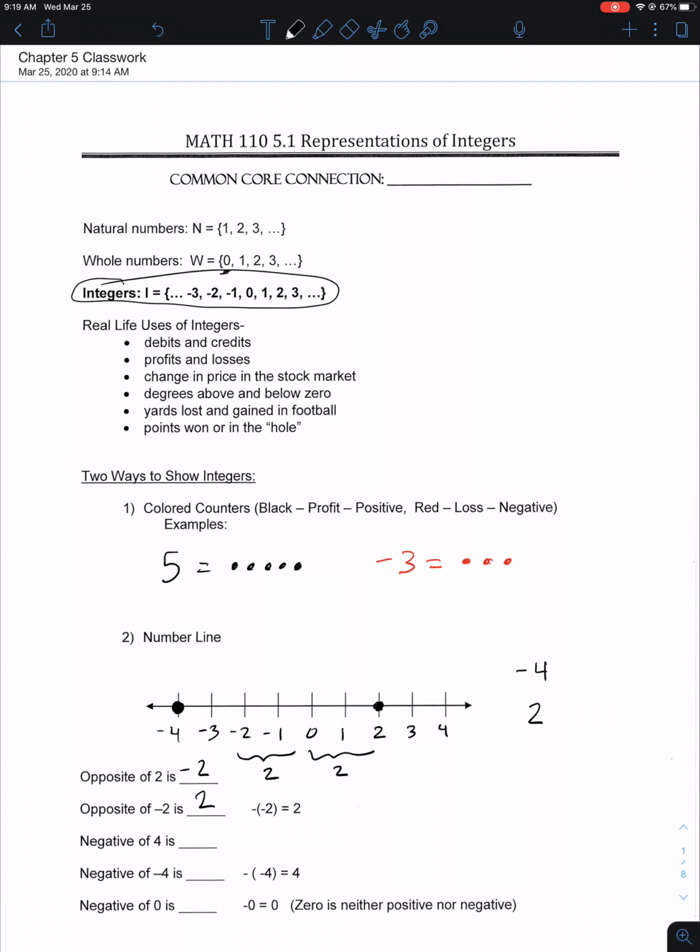The negative of 4 is doing the same idea. So the negative of 4 would go down to -4. And the negative of -4, so imagine multiplying a negative times a negative would give us a positive, is going to give us +4. So again, they're on the opposite sides. And since 0 is neither positive nor negative, the negative of 0 is just 0.